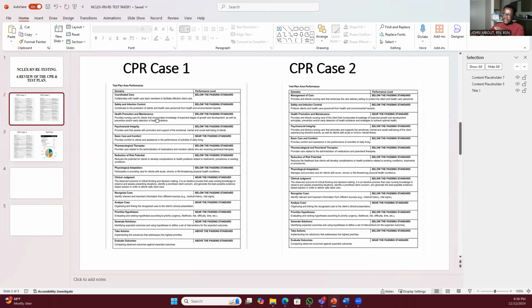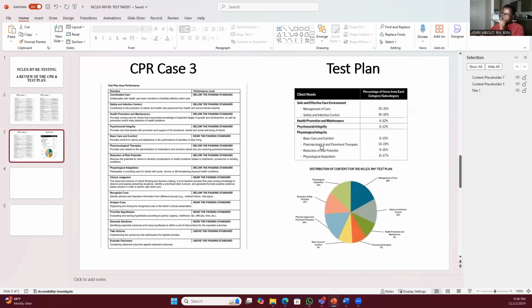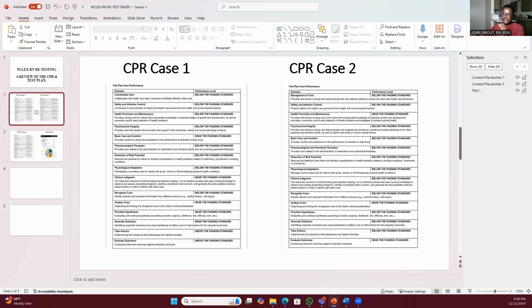Health promotion and maintenance, below passing standard. Psychosocial integrity, below passing standard. Basic care and comfort, near passing standard. Pharmacological therapies, below passing standard. Let's look at pharmacological and parenteral therapy, 13 to 19% of your total exam. And this candidate is having below passing standard. Physiological adaptation, below passing standard.